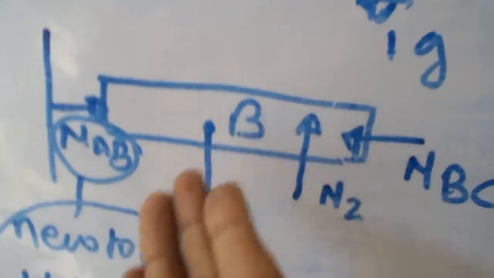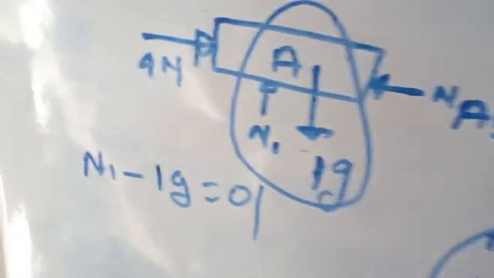Why should it be 0? Because there is no acceleration in the vertical direction. B is not flying in the sky. Here again, for this I should write N3 minus 1g should be equal to 0.